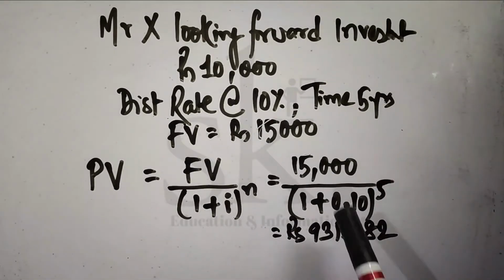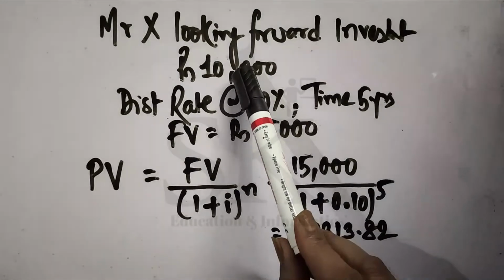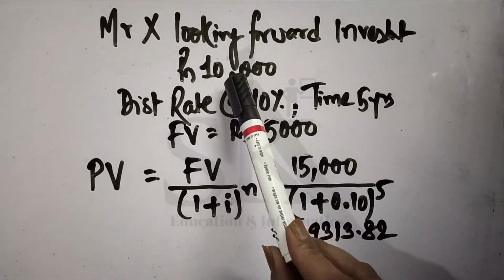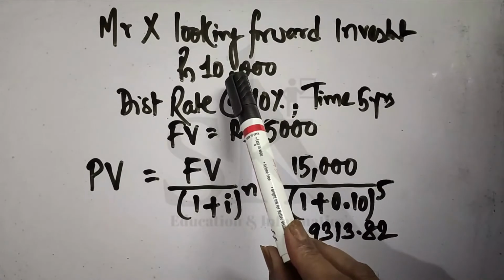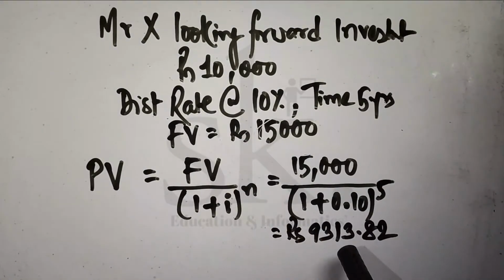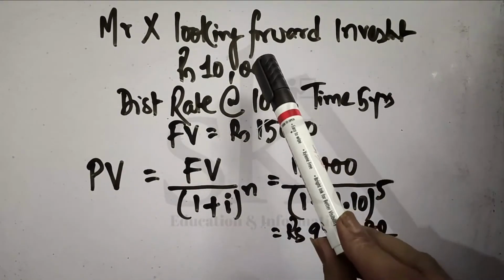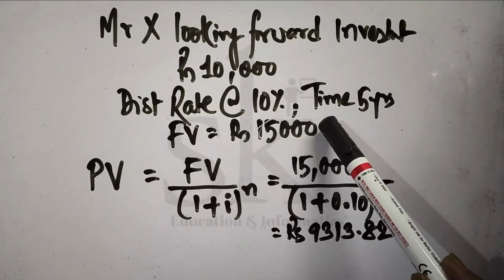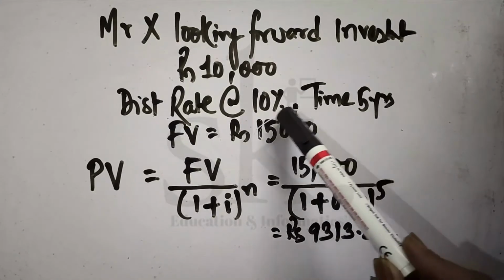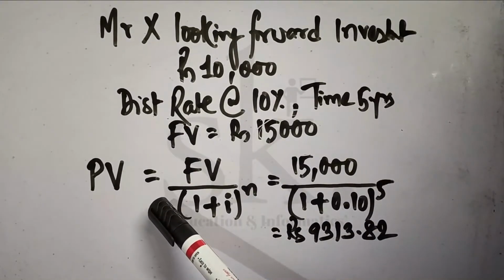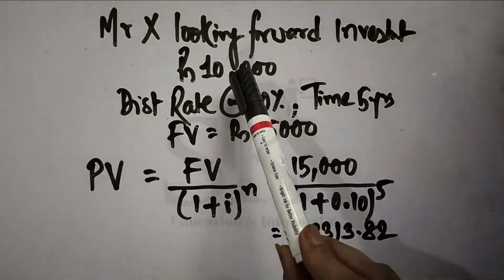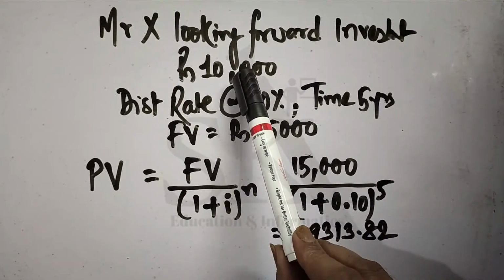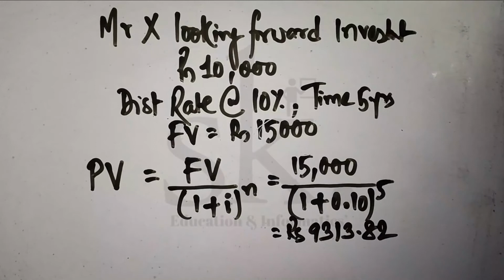The current present value is 9313. Now if you compare with the entire investment which I have done, the investment was 10,000 rupees. So the 15,000 future value which I'm going to receive after 5 years, if I convert it to present value, is 9313, which is less than the probable investment amount. So I will prefer not to invest in this particular case. Let's take one more example into consideration.